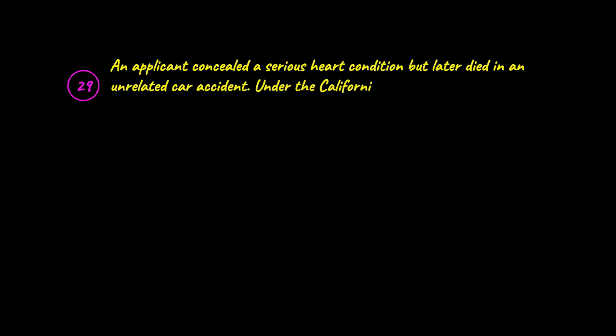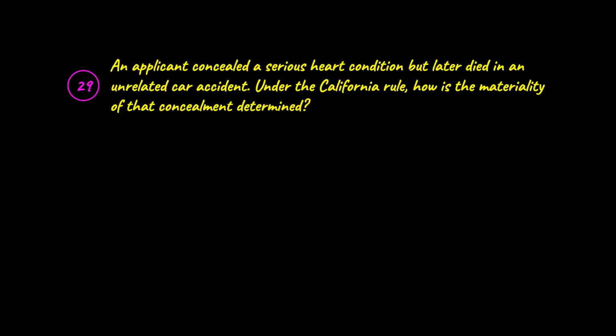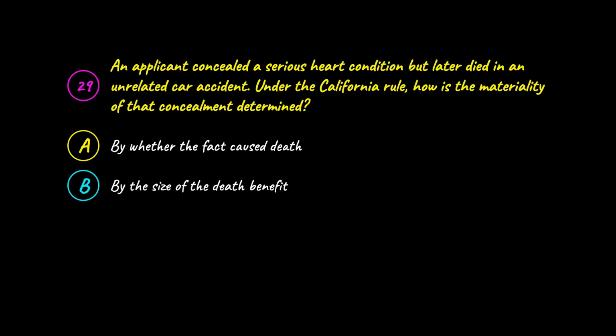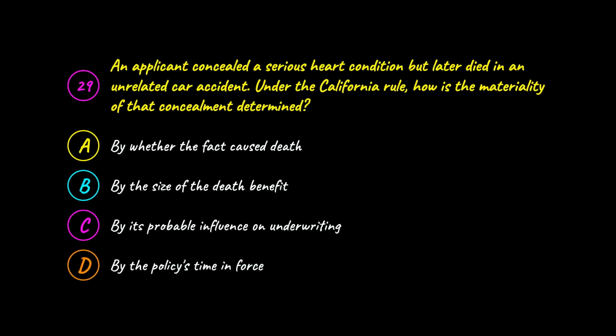Question 29. An applicant concealed a serious heart condition but later died in an unrelated car accident. Under the California rule, how is the materiality of that concealment determined? Your options are A. By whether the fact caused death, B. By the size of the death benefit, C. By its probable influence on underwriting, D. By the policy's time in force.